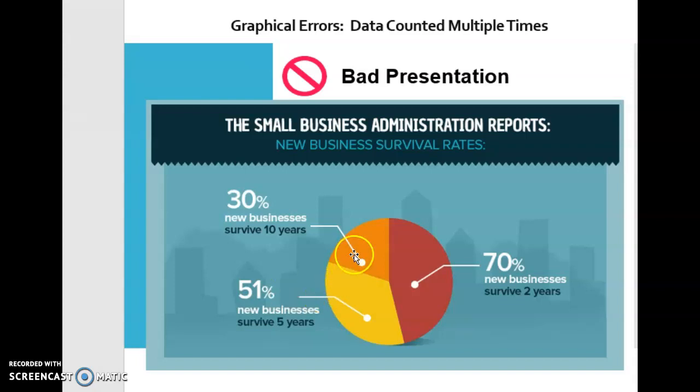So what's going on here is you can see the error up here. The data are being recorded into multiple slices. These new businesses that survive 10 years are also part of the category that survives 5 and the category that survives 2. When you do a pie chart, every data point should fit into one and only one slice. That's really important. That's what makes everything add up to 100%. So here, it's clearly not working.